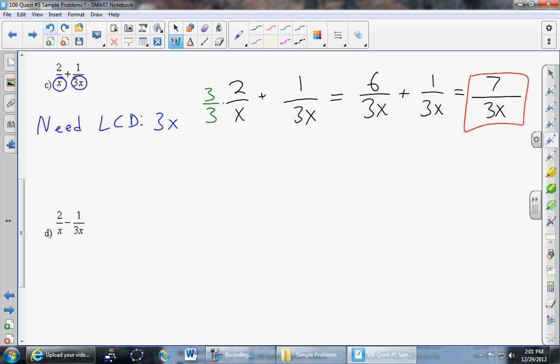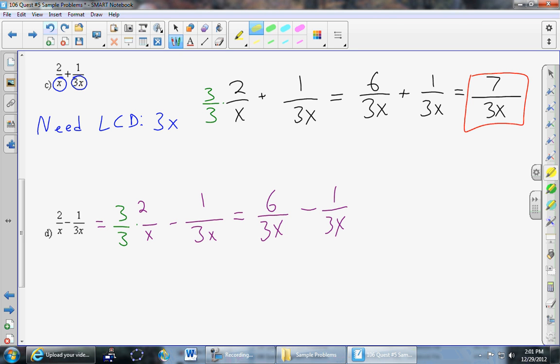Part D, 2 over x minus 1 over 3x. Same idea. We're just going to jump to the equivalent fractions here. In fact, it's the same equivalent fractions we had before, but we'll do it in a little bit of detail. So I had a 2 and x, and what's missing? Still trying to get the LCD, which is still 3x. So you put a 3 over 3 there. Second fraction was already the right denominator, so it's unaffected.